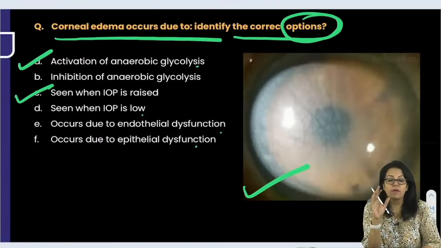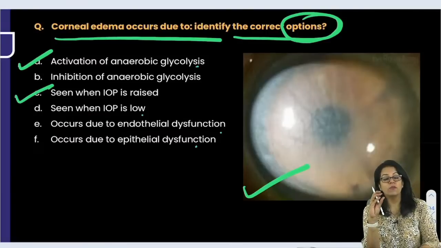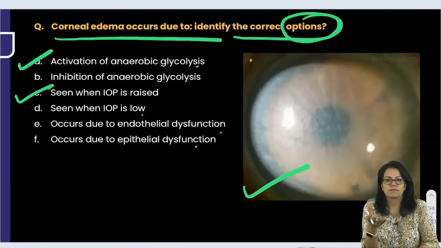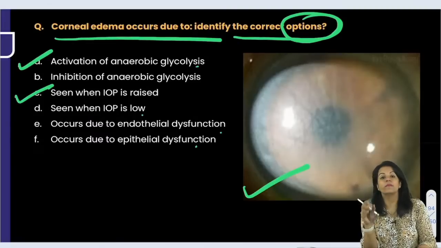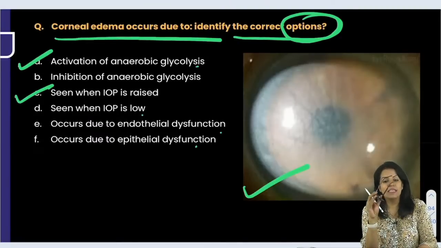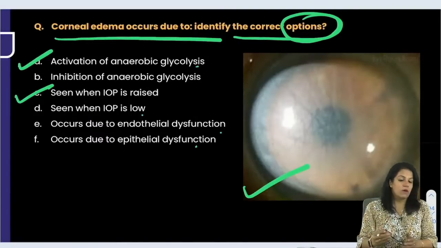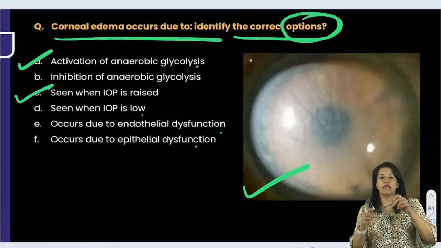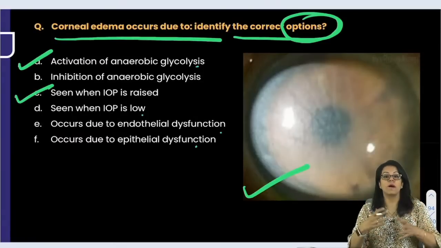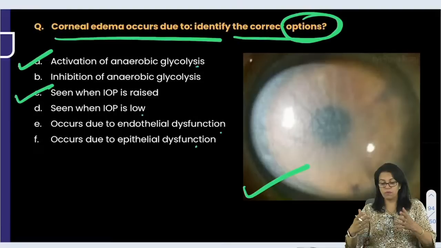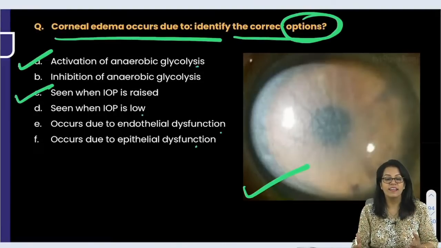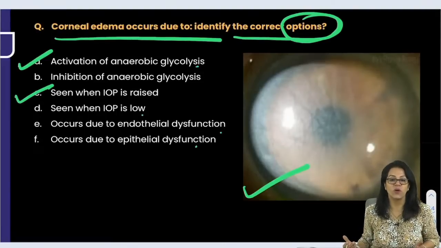All of you, let me explain this. When there is anaerobic glycolysis, very quickly, if you want to write, you can write. What happens? Lactic acid production. And what does that cause? There will be metabolic acidosis. And when there is metabolic acidosis, what happens? That inhibits the sodium potassium ATPase pump, which is responsible for keeping the cornea dehydrated. That is why you are getting hydration or edema.